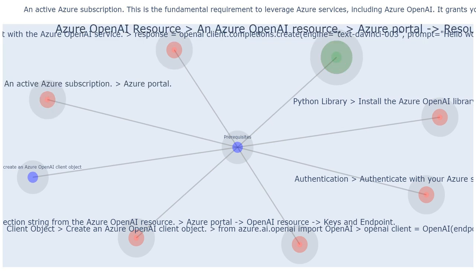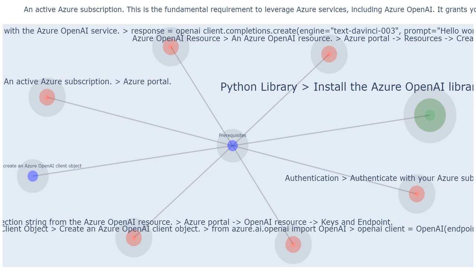An Azure OpenAI resource. This is an essential resource within Azure, specifically designed for interacting with OpenAI models. It provides the necessary infrastructure and access to different models. To create an Azure OpenAI resource, you can use the Azure portal by navigating to Resources, selecting Create, and then choosing OpenAI.